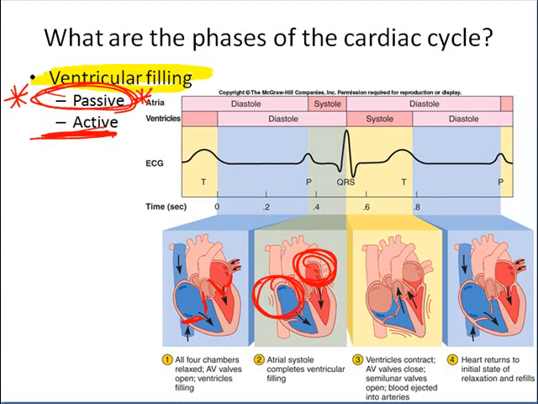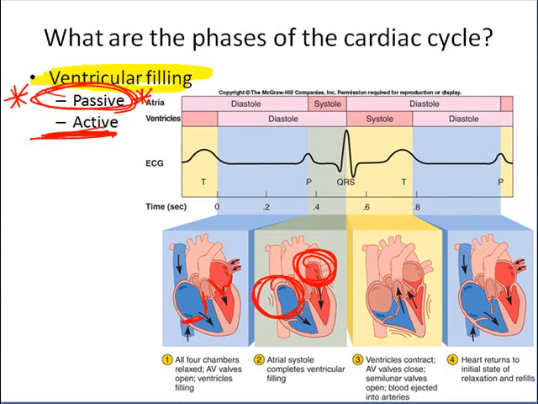Now, your book attributes about 30% of ventricular filling to atrial systole, or atrial contraction. I've seen numbers closer to 20% elsewhere. I'm not going to ask you on a test what percentage occurs because of atrial systole, but what I want you to be very clear about is that the vast majority of ventricular filling is passive and only a little bit of it is this actual active process.